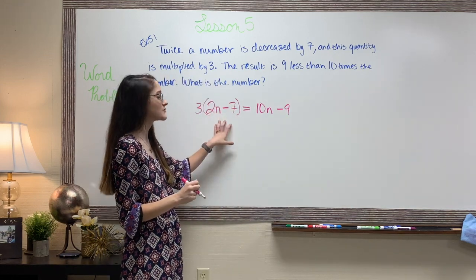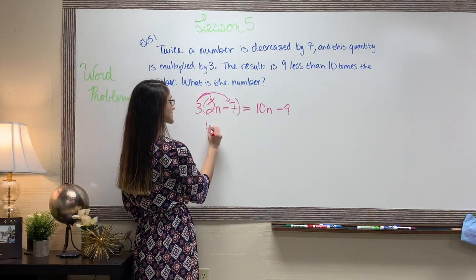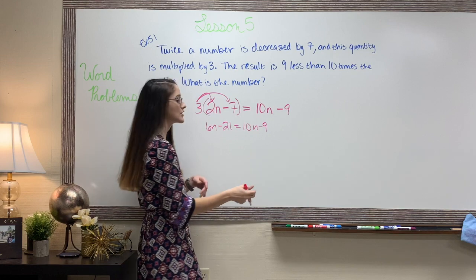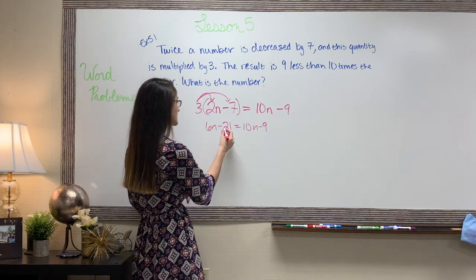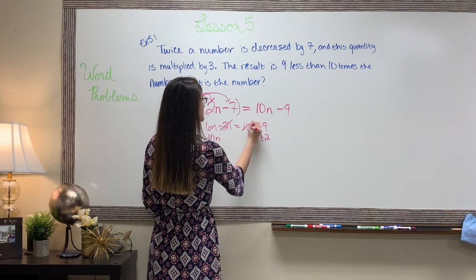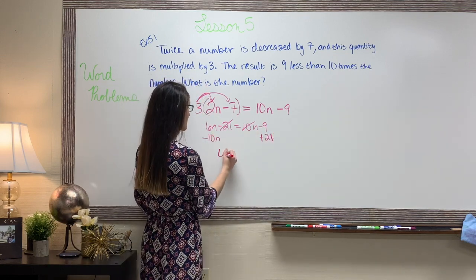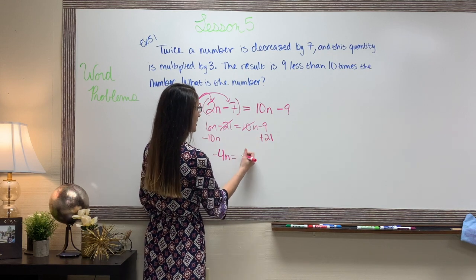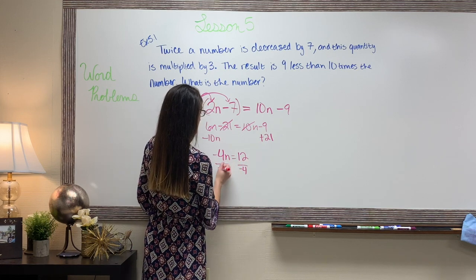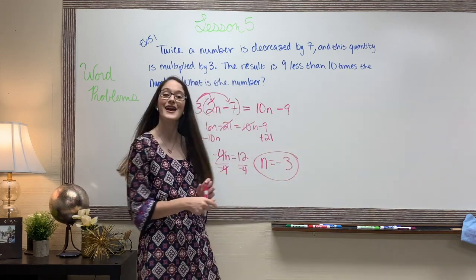What is the number? Okay, so from this point, I'm just going to solve. I'm going to distribute first. This 3 is going to go to both parts, so that's going to be 6n minus 21 equals 10n minus 9. And we know about change sign, change sides. So this is going to become plus 21, and this is going to become minus 10n. And those are gone because I switched their sides, so I changed their signs. So this is now negative 4n equals positive 12. And then we're going to divide by negative 4. And n equals negative 3. And we're done. We did it.